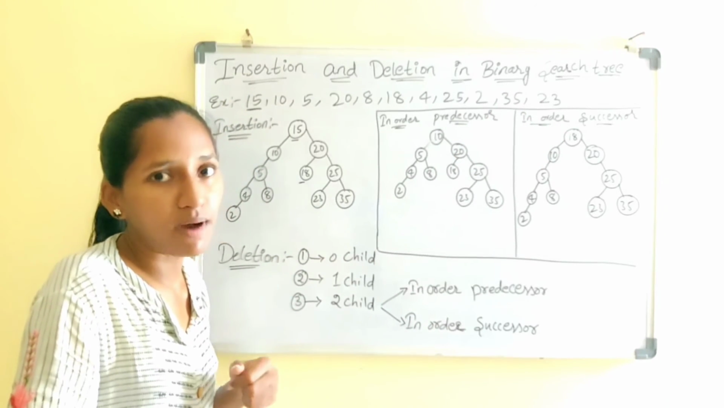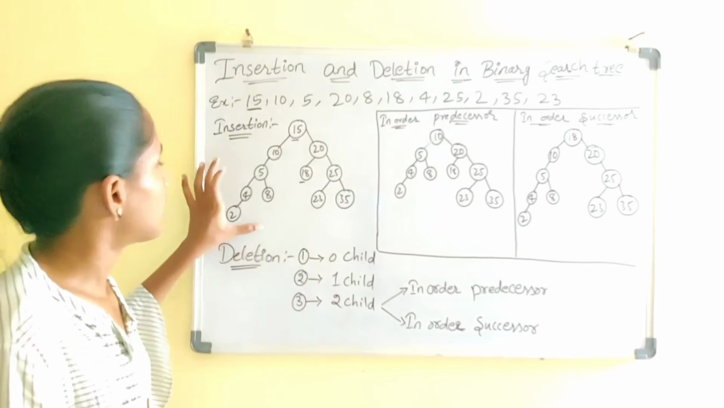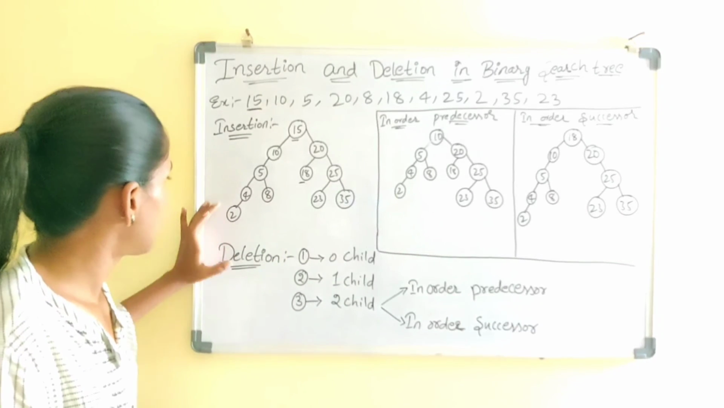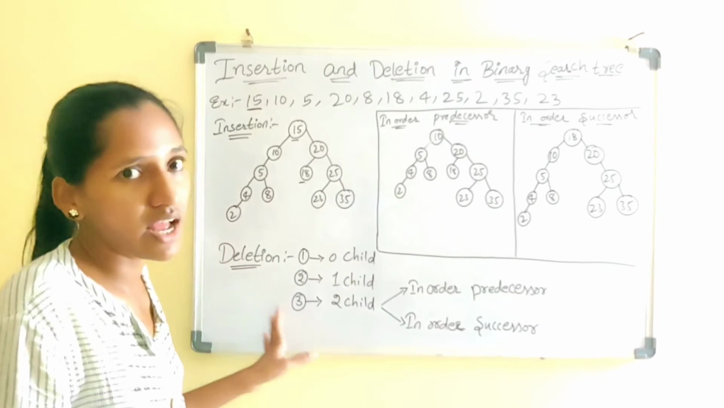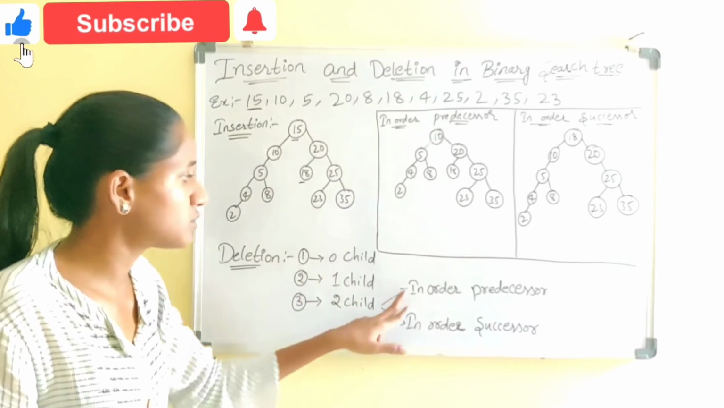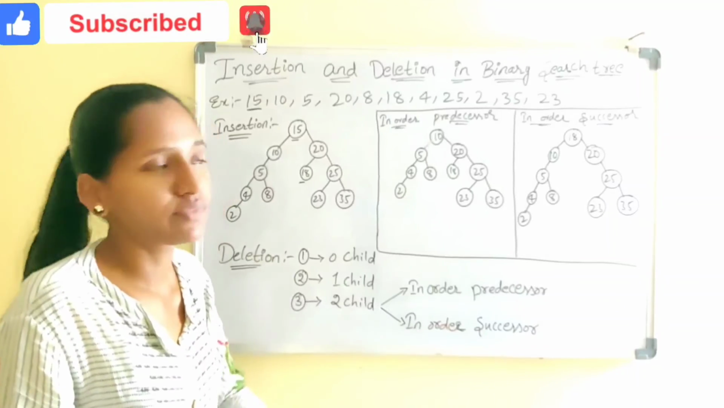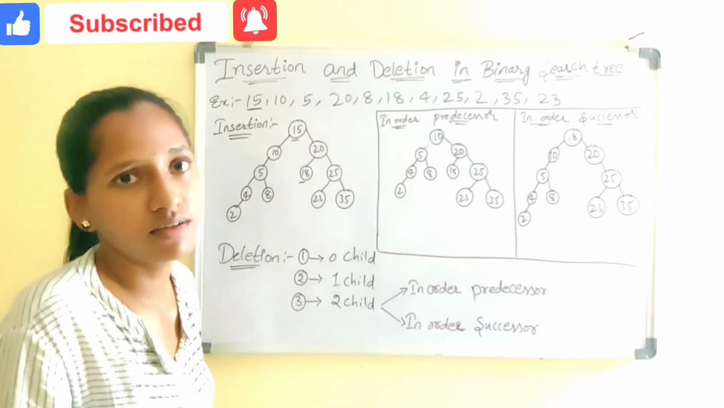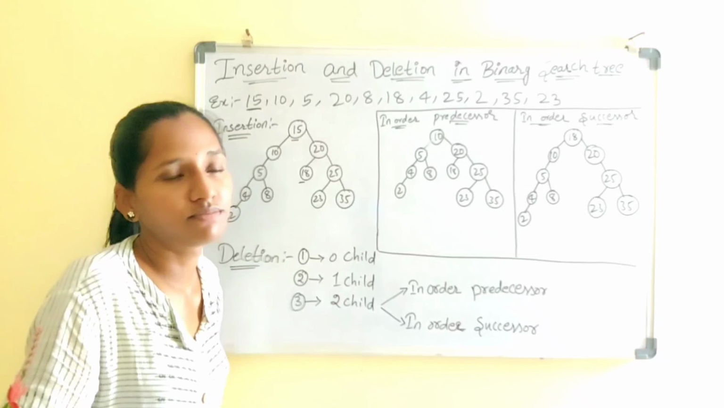BST is nothing but binary search tree. And this is the insertion and deletion. In deletion we have 3 conditions: 0 child, 1 child, 2 child. In 2 child we have in order predecessor and in order successor. And these are the examples for that. Thank you.